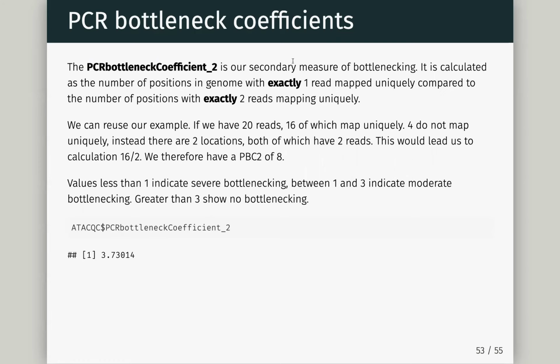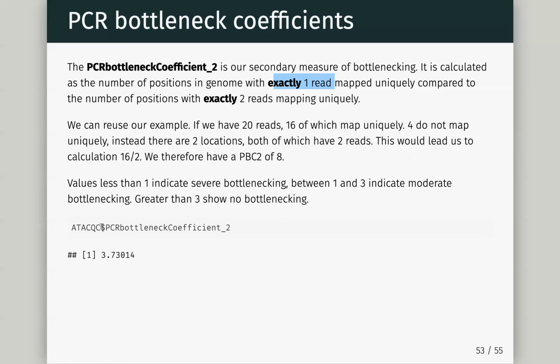PCR bottleneck 2 is a secondary measure, and it's calculated very similarly. It's the number of reads which map exactly one position uniquely compared to the reads which map exactly two positions uniquely. So not two or more, two positions. So then we could worry here that values less than 1 would be really severe bottlenecking, 1 to 3, moderate, 3 and above, no bottlenecking.